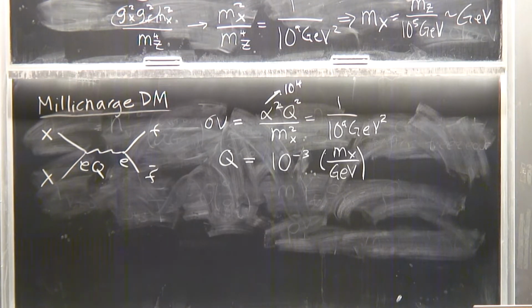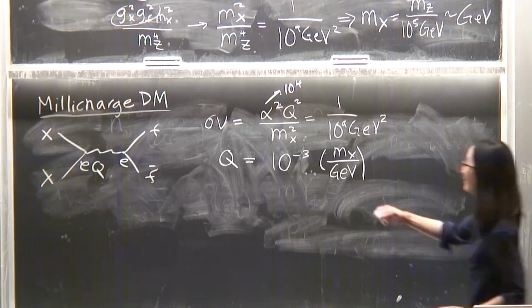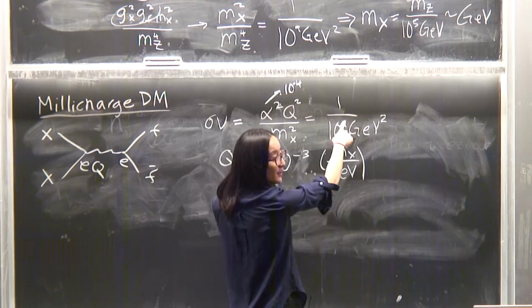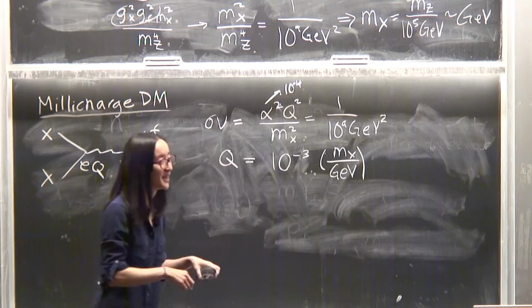Yes, I turned alpha squared into 10 to the minus 4. Did I multiply correctly? Yes. Yeah, sorry. So then this becomes 10 to the 5 on this side, and then I'm, yeah, around 10 to the minus 3.